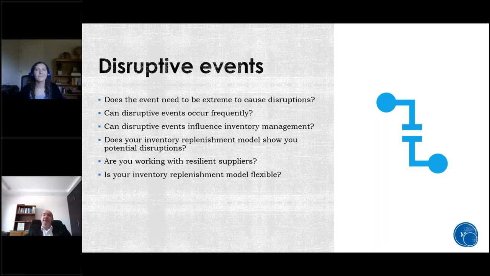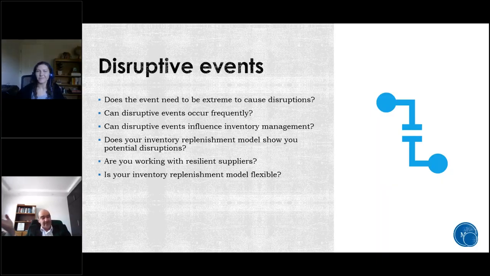That's a tough one. Are you working with resilient suppliers? Do you check if your suppliers are resilient? Do they have resiliency practices and things like that? That's a good tip, by the way. Is your inventory replenishment model flexible? Or does it have static parameters or something like that?